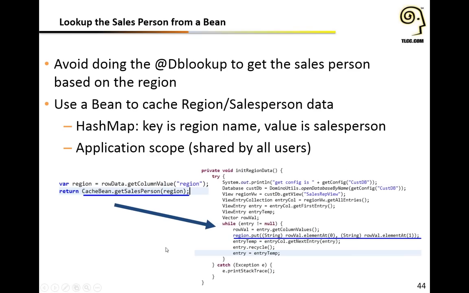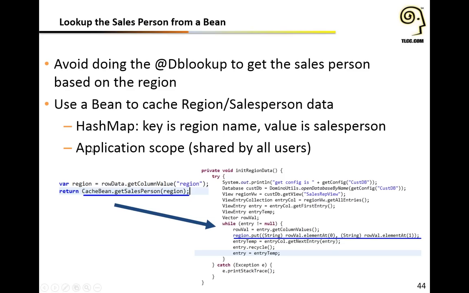Okay, so now we're going to get into some Java, and one of the things I was doing was getting the salesperson's name. I was doing a DB lookup. We only have 4 salespeople in this case, but if we had 25 or 50, it'd be the same. Before we were doing an @DbLookup based on the region to get the salesperson's name, going to a sales rep view, saying, hey, who's the salesperson for the East region? So instead, what we're going to do is do this in Java and create it as a bean.